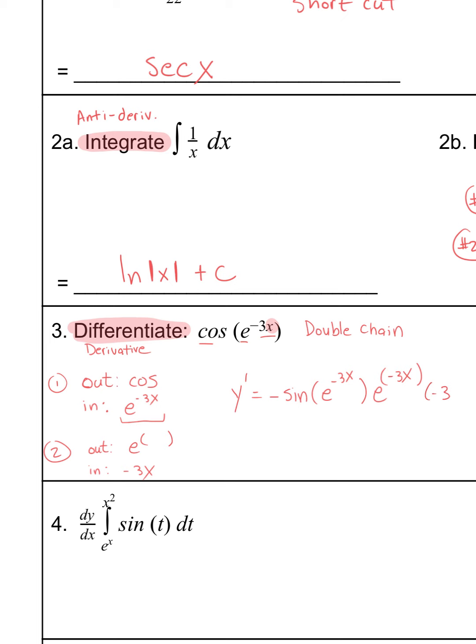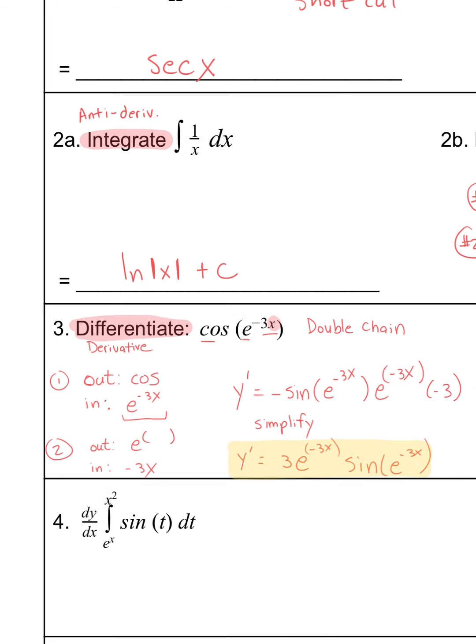So times negative 3. Now, the only thing left to do, of course, is to simplify. And really, the only thing to simplify here is the sign. We have a negative here and a negative here. So that's going to give us a positive out front, positive 3. The coefficient goes in the front. So I'm going to put e to the negative 3x and then times the sine of e to the negative 3x. There you go, simplified version. Differentiate.